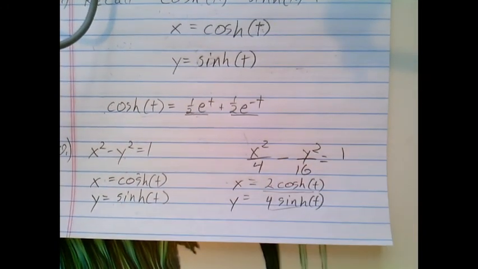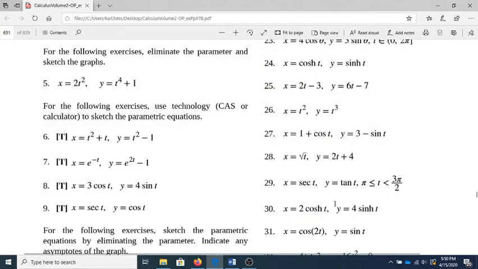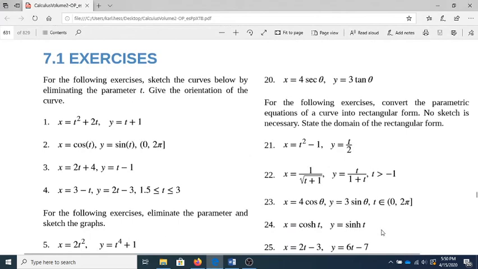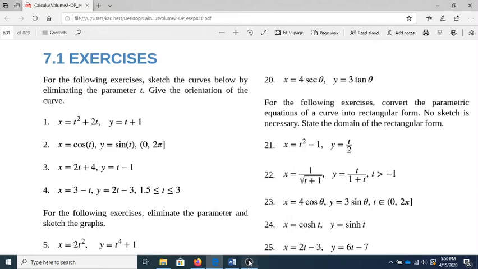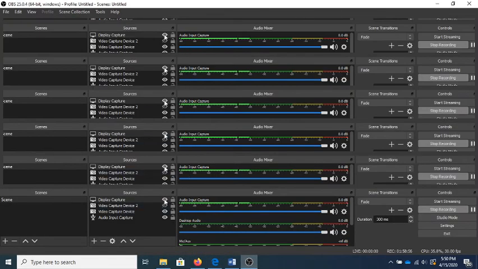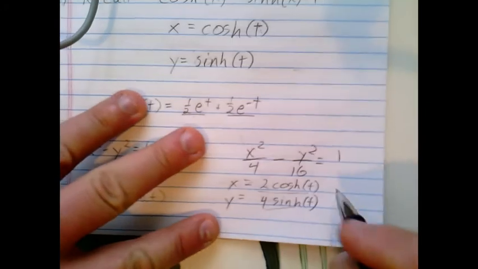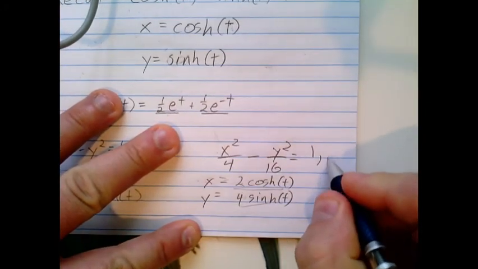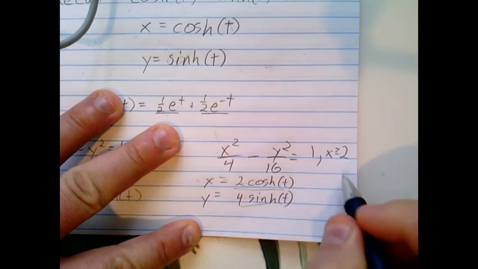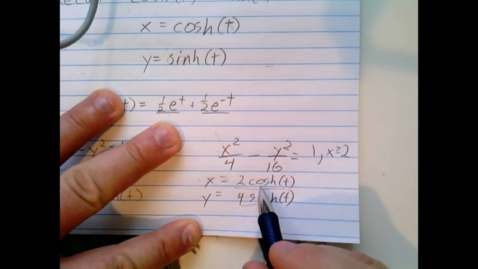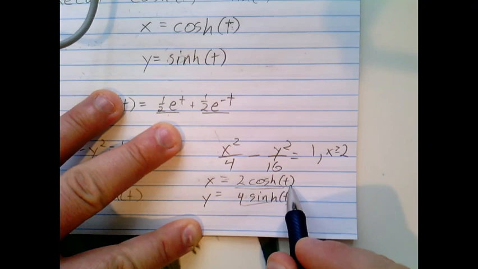We were actually told to state the domain. Let me look back at the book real quick. What did it say here? It said state the domain of the rectangular form. Okay, so actually, one more little thing we need to do here. We need to say that x is greater than or equal to 2 because hyperbolic cosine is always at least 1. We saw that before.